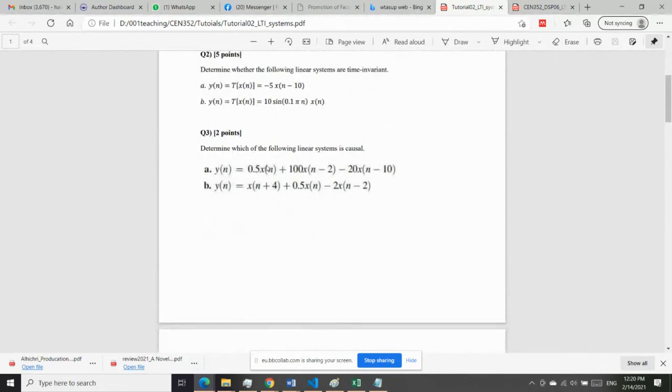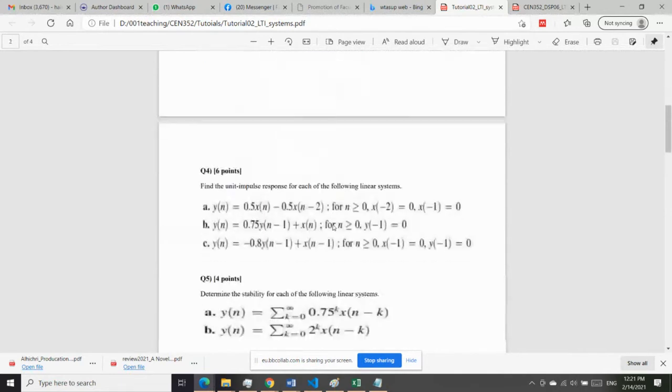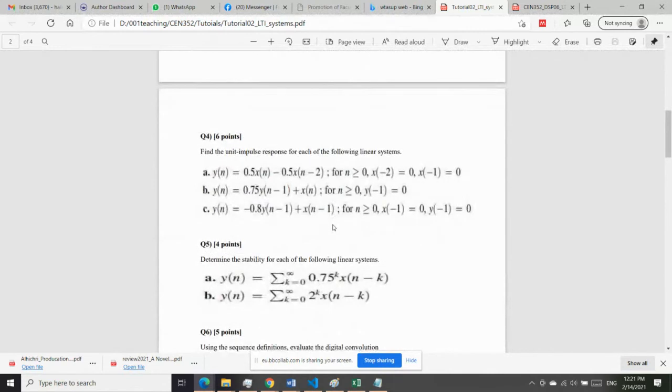So let's look at this. The first one has present, this is past, this is past, so causal, yes. What about this one? Present, past, but it has future. So this is a future value, non-causal. Easy 2 points. It's like a gift. A question that comes about causality in the exam is easy breezy.